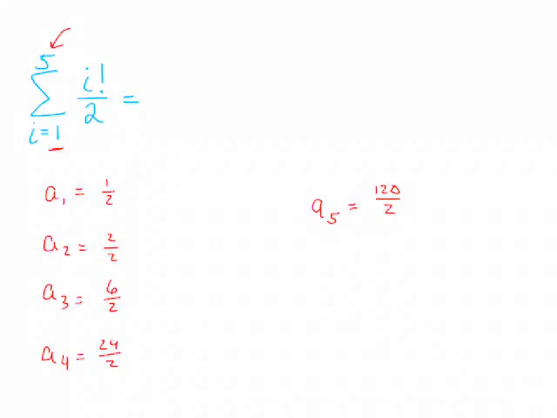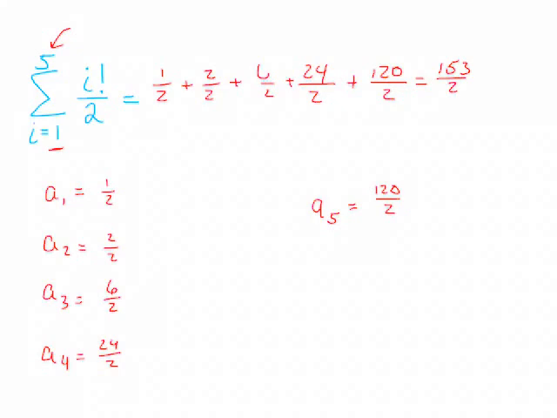Now, I'm debating about whether we want to reduce our fractions or leave them. The nice thing about leaving them is we conveniently have a common denominator with all of our terms, so we should be able to add them together relatively easily with our common denominator and get 153 halves.